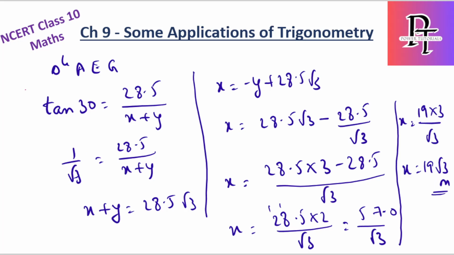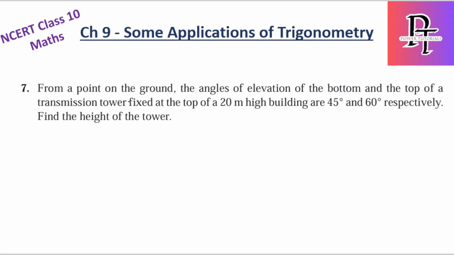Okay, let's go to the 7th question. From a point on the ground, the angles of elevation of the bottom and the top of a transmission tower fixed at the top of a 20-meter height building are 45 and 60 respectively. Find the height of the tower.